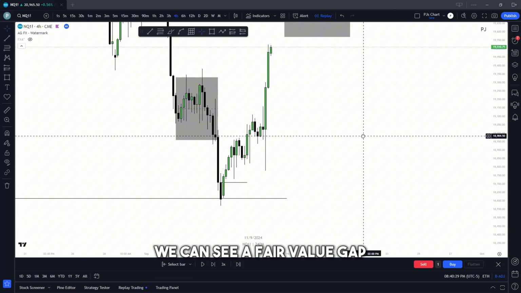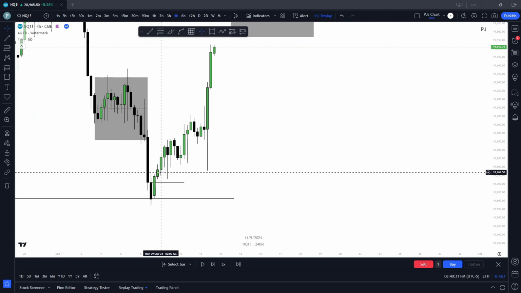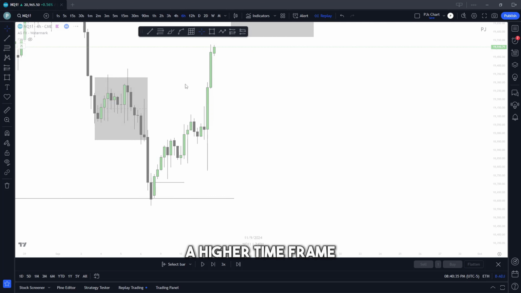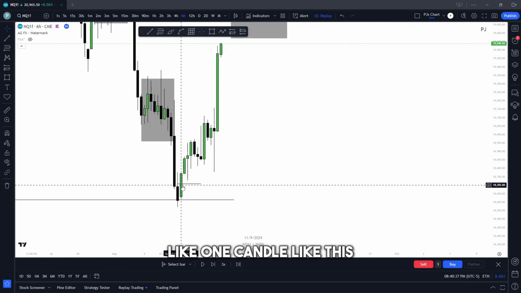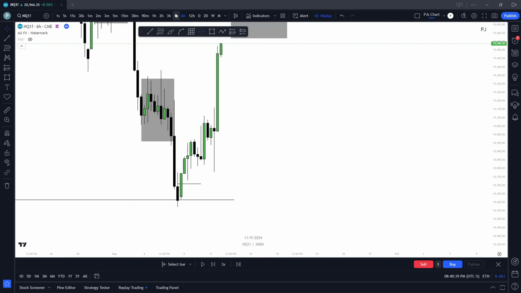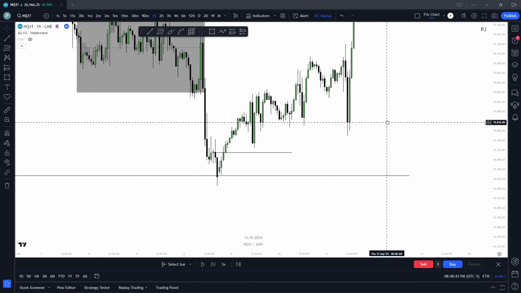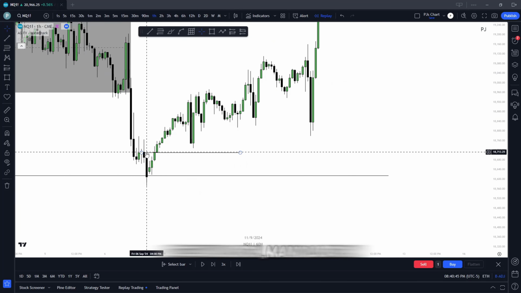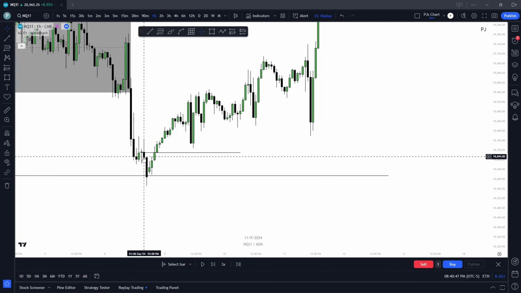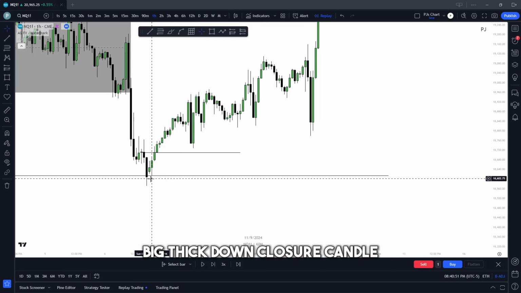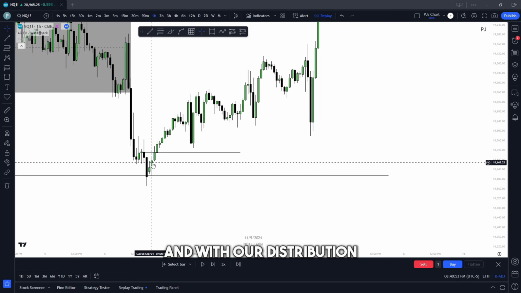We can see a fair value gap here and with our closure above. If we look at a higher time frame, like one candle like this, we see the same thing. We go to a lower time frame, we can see our accumulation, manipulation, that big thick down closure candle, and with our distribution, we move straight up.